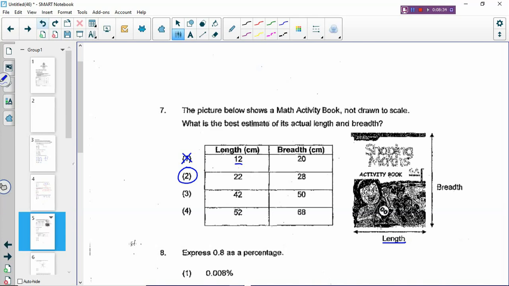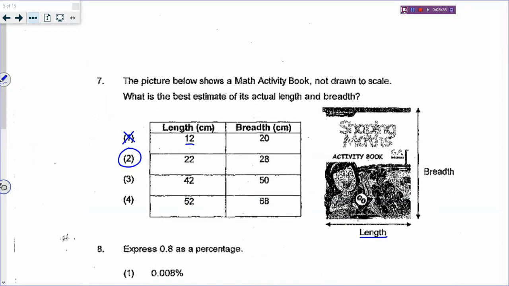A 30 cm ruler is actually quite long. The 30 cm ruler is longer than the length of the book, and you can see that it's 42 cm, which is much longer than a 30 cm ruler, right? So that is wrong already, because a 30 cm ruler is actually quite long, and then you have 32 cm, which is even worse, so that's even much longer. So you can see the length has to be 22 cm.